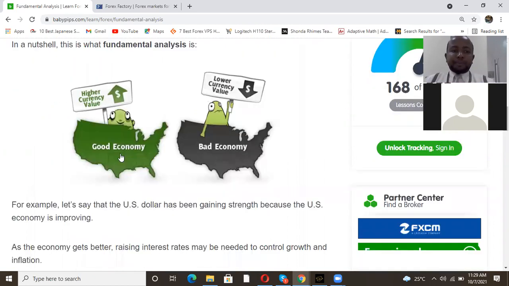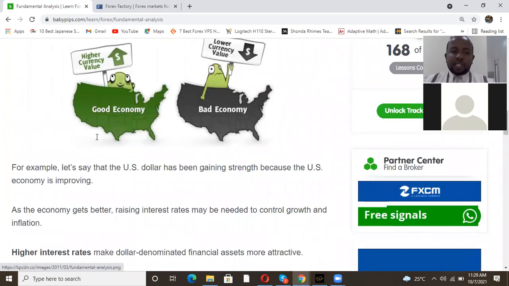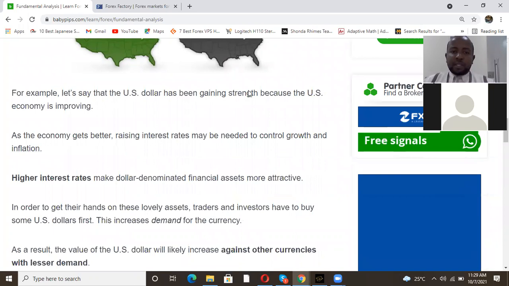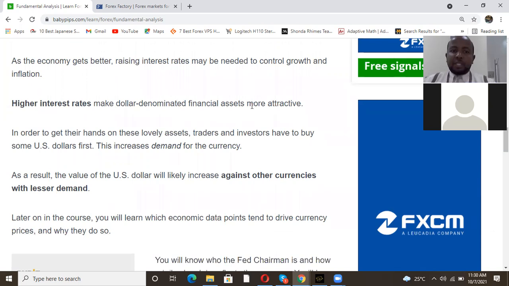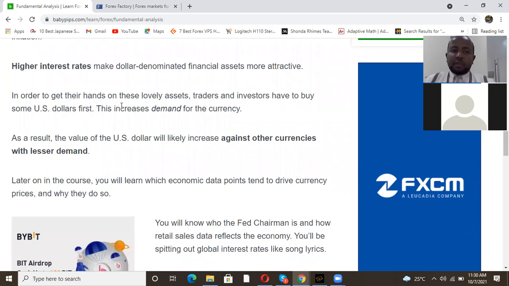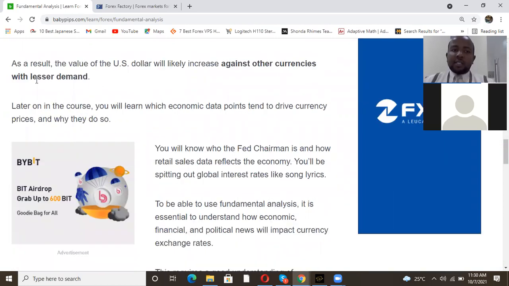So you can see a good economy means higher currency value against the dollar, and a lower currency value against the dollar means a bad economy. For example, let's say the dollar has been strengthening and the US economy is improving. As the economy gets better, raising the interest rates may be needed to control growth and inflation. Higher interest rates make dollar-denominated financial assets more attractive. To get their hands on these lovely assets, traders and investors will have to buy some US dollars, and this will increase the demand for that currency. As a result, the value of the US dollar will likely increase against other currencies with lesser demand.